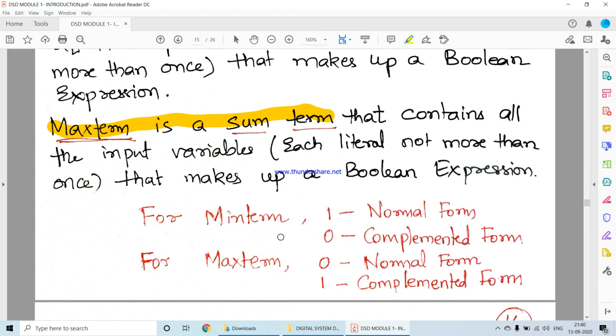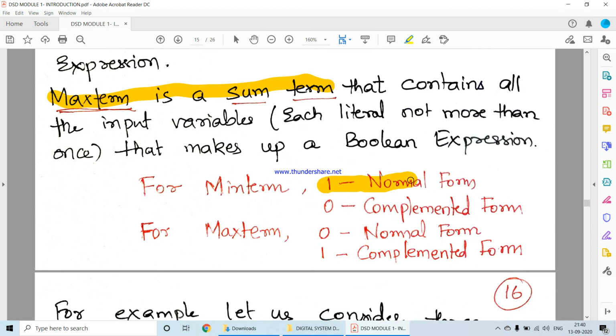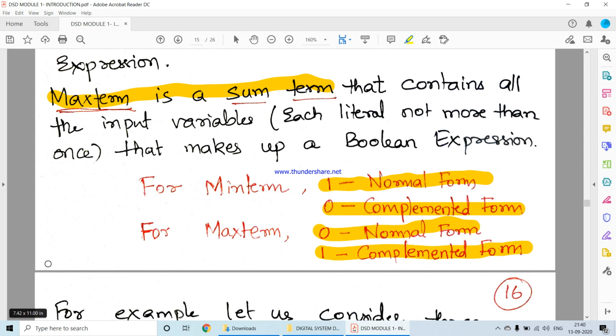So for min term, 1 is the normal form. 0 is the complemented form. And for max term, 0 is the normal form, whereas 1 is the complemented form. For min term, 1 is the normal form, 0 is the complemented form. And for max term, 0 is normal form and 1 is complemented form.